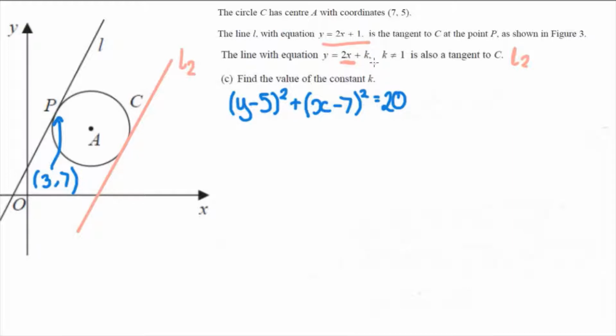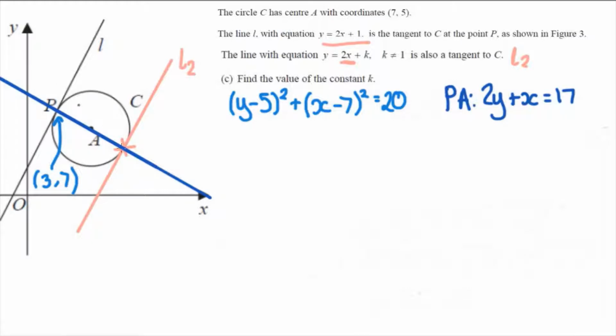And the way we're going to do that is by finding a point on the line and then substituting it in to find the value of k. And the point we're going to find is this point here, where the tangent touches the circle. We already know from part A that the line PA is 2y plus x is equal to 17. So this line is going to extend all the way down because PA is obviously only part of the line.